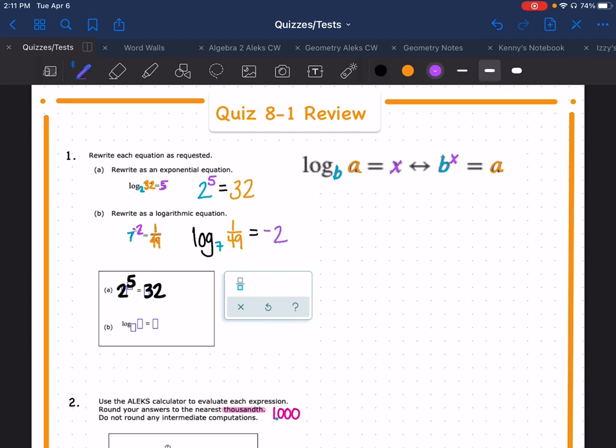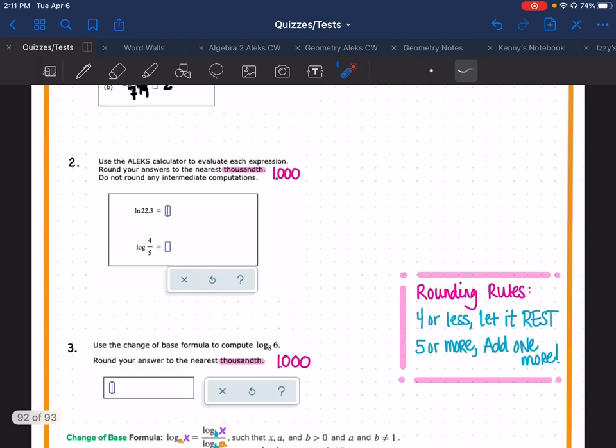Now I just have to go ahead and copy that in the blanks. So Alex already has the log for me. I'm just going to put in the 7. I'm going to put in the 1/49, and then I'm going to put in the -2. I will be using this tool to put in the fraction. All right, let's go ahead and take a look at question number 2.